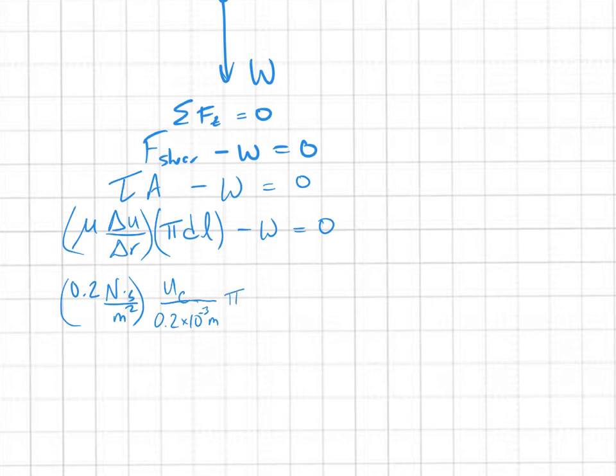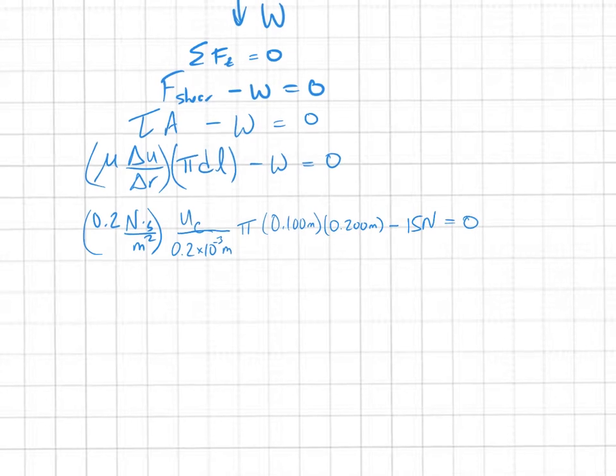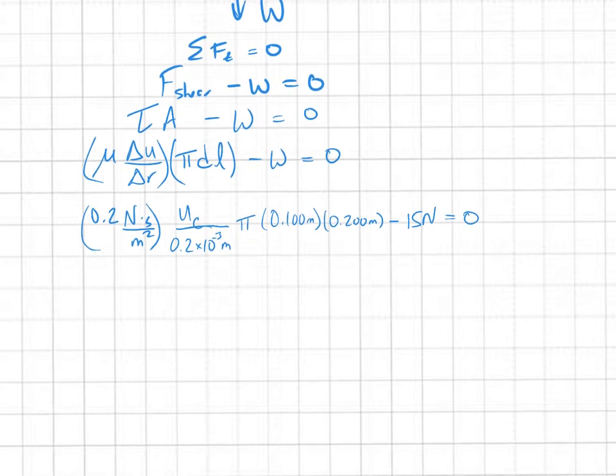So then we'll do pi. The D is 100 millimeters, 0.100 meters. And the L is 200 millimeters. Minus the weight, which is 15 newtons, equals 0. Notice that we kind of need to use meters for all this because of this little one right here. You could convert that and leave the rest in millimeters if you wanted to. I think that's a little more complicated than you might want to make it, but it's your call. So we're going to plug all this into the calculator, and we'll get this annoying number.